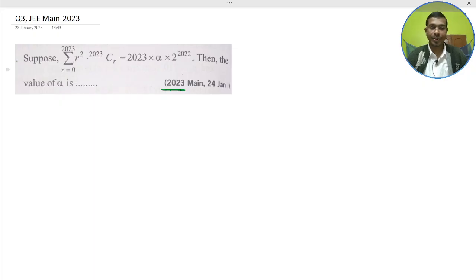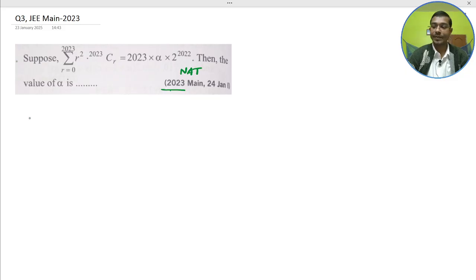JEE Main 2023 is saying that suppose summation r = 0 to 2023 of r square into 2023 Cr is equal to 2023 into alpha into 2 to the power 2022. Then what is the value of alpha? This is a NAT, numerical answer type question. You have to just write the integer digit in the box. This is the given.